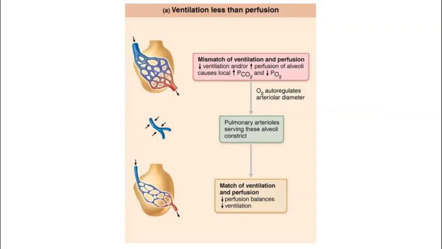So we see that if ventilation is less than perfusion, so that is, if ventilation is too low or perfusion is too high and there is a mismatch, this is going to cause a decrease in the partial pressure of oxygen in the alveoli and an increase in the partial pressure of carbon dioxide within the alveoli. We see that what will happen is that our arterial diameter will be reduced, which is going to decrease perfusion and helps to bring a match to both perfusion and ventilation.